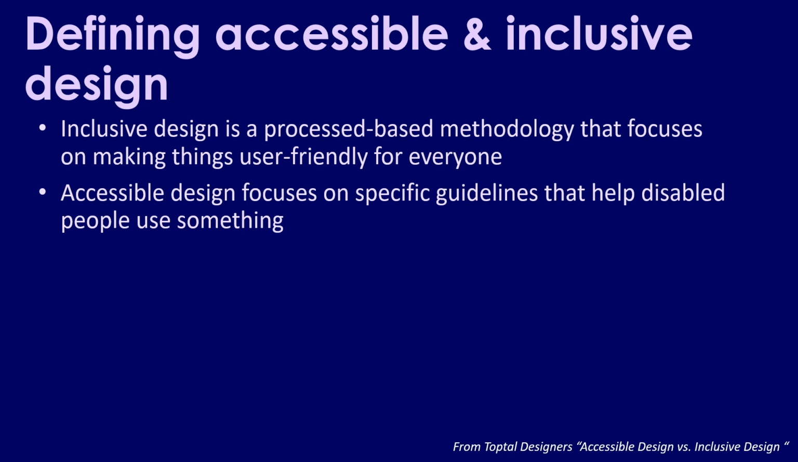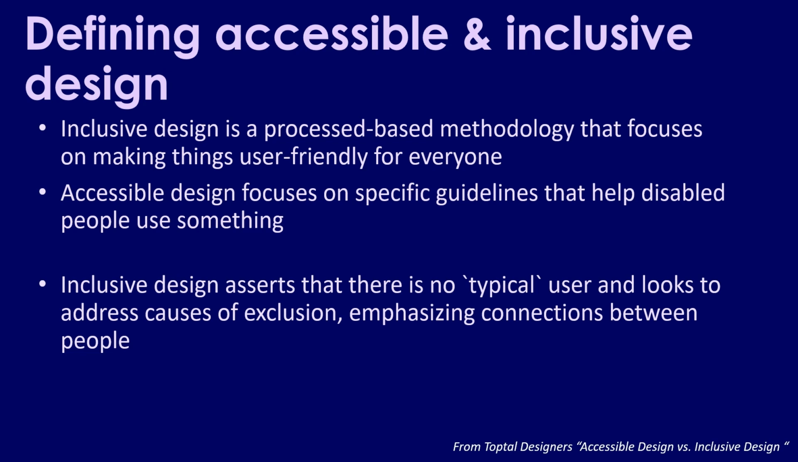Accessible and inclusive design are similar concepts, but a little bit different. Inclusive design is a process-based methodology that focuses on making things user-friendly for everyone, not just people with disabilities, but anyone who wants to interact with a product or a space. Accessible design focuses specifically on guidelines that help disabled people use something. So this is more like your industry standards that people can use.